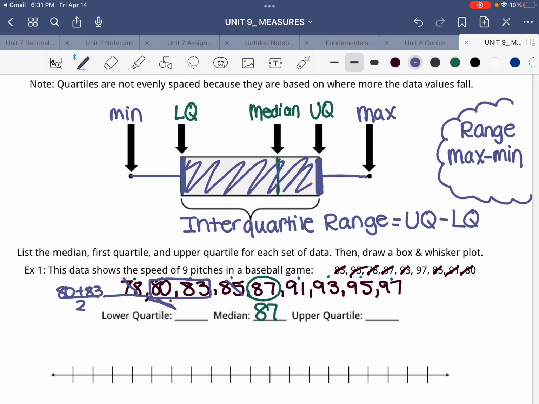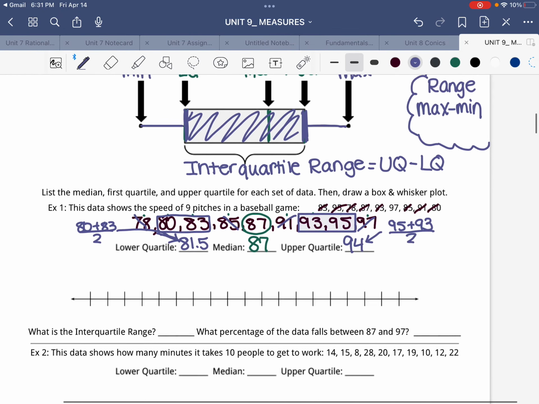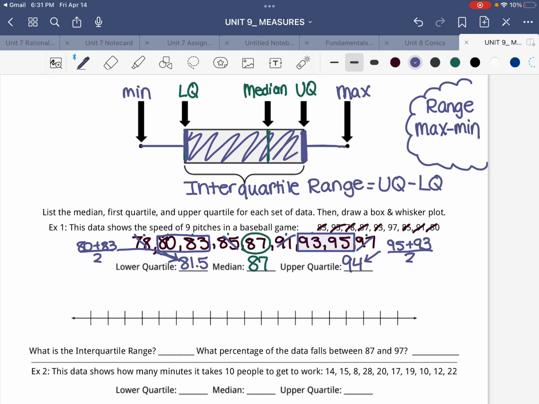Either way you do it, you're going to get 81.5. For the upper quartile, we have halfway between 93 and 95, which is a little easier. That would be 94. But if you didn't know that, you could always add them together and divide by 2. So if you're trying to do a median of any type, and there's two numbers, you average them together by adding them and dividing by 2.